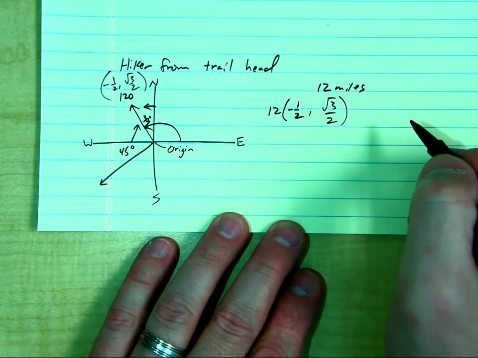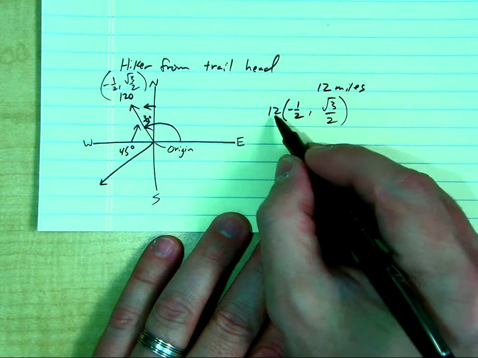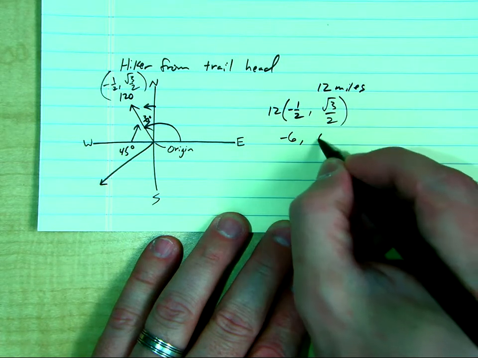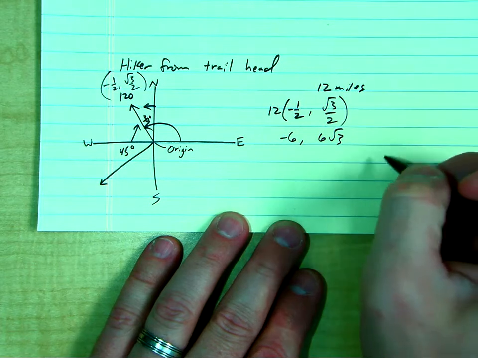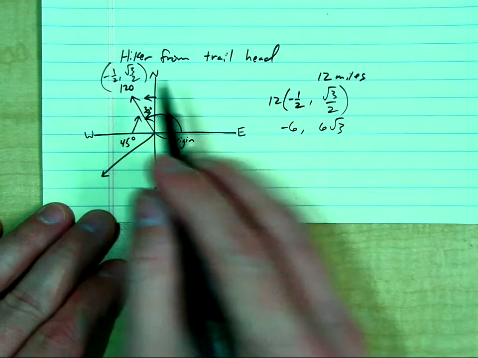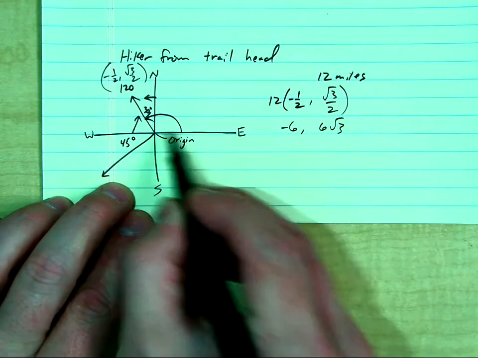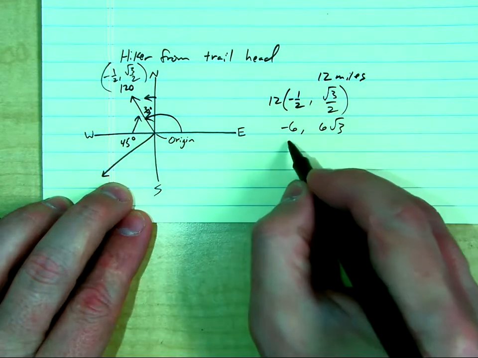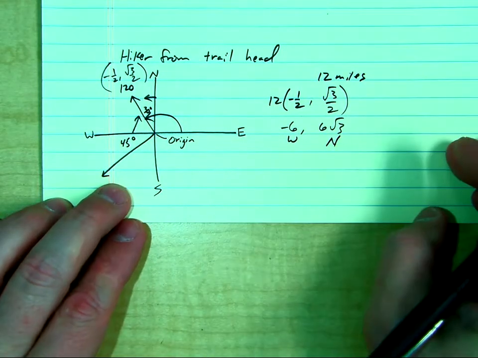Everybody with me so far? So 12 divided by 2 is going to be negative 6, and this one's going to be 6 rad 3. But what does that mean in terms of the real life situation? You've got to remember the northeast-southwest thing. This means that it's going to be 6 miles west and 6 rad 3 miles north. Make sense?